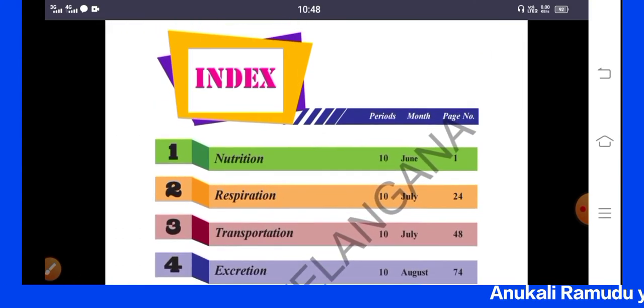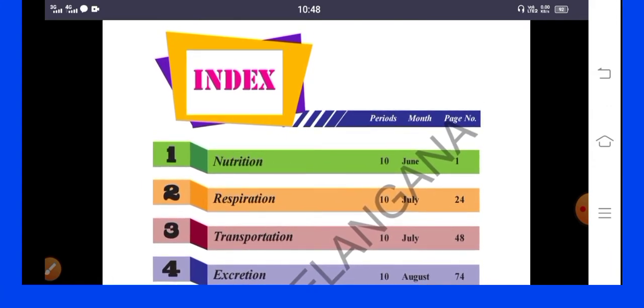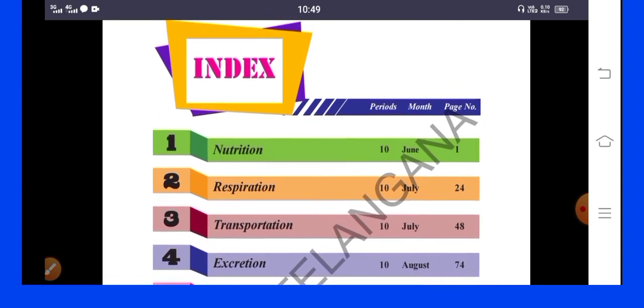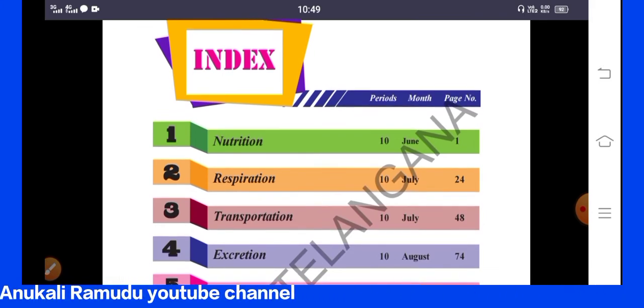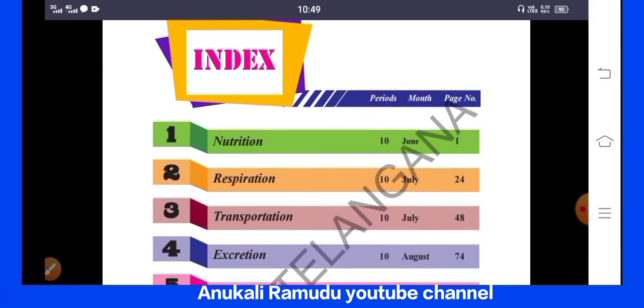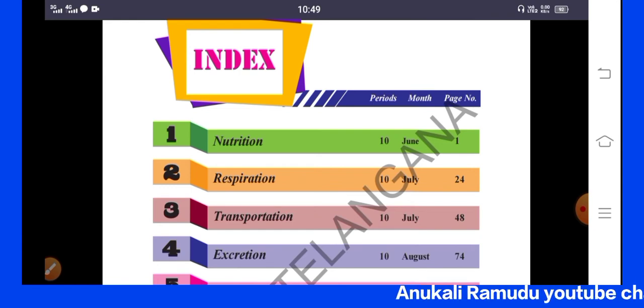Now I am going to discuss the introduction of the chapters of 10th class biology. In total we have 10, of which some chapters are given under activity based and some chapters for examination purposes. However, we need to know all the chapters in detail, so I am giving an introduction about the chapters. The first unit, or the first chapter, is nutrition.